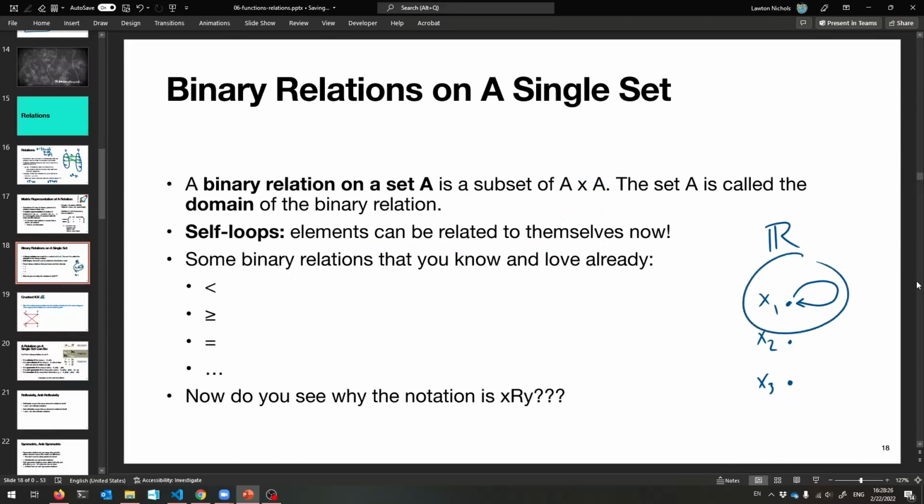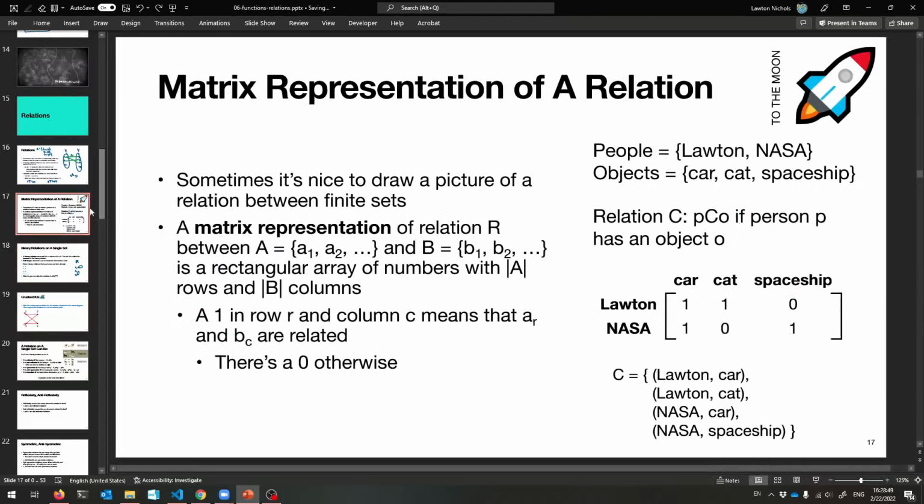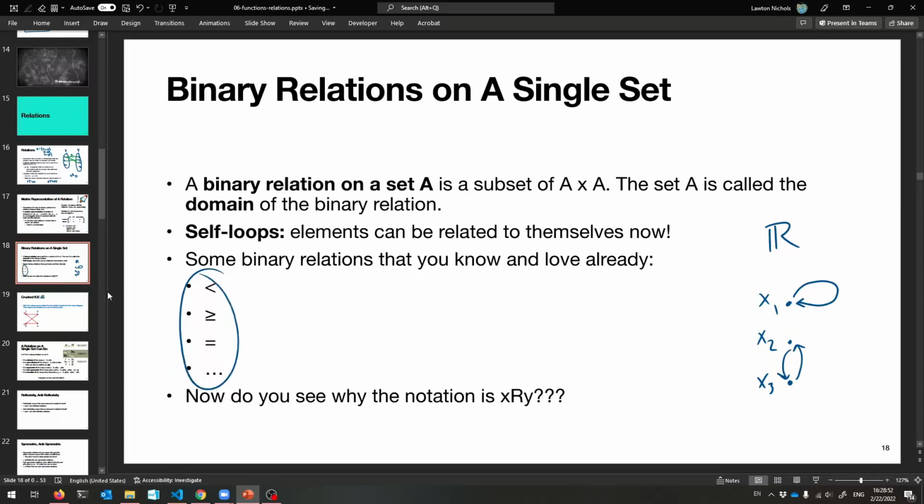x1 can be related to x1. You can also have this, like x2 can be related to x3, and x3 can also be related to x2, like they share things in common. That's totally fine. You actually know a ton of binary relations already. On R, in fact. Look at all these. These are just relations. And now you know why people write them like this, because we're just copying these original relationships that existed before this fancy notation got invented. So this is just a subset of R cross R, is it not?